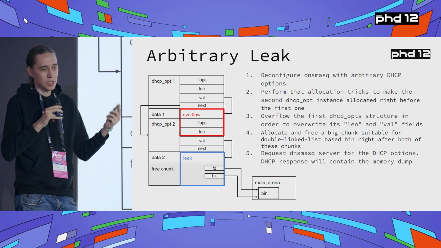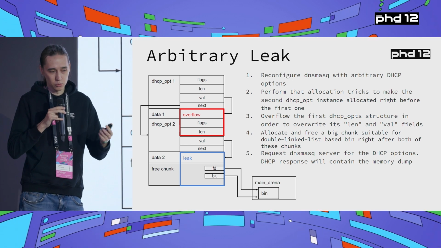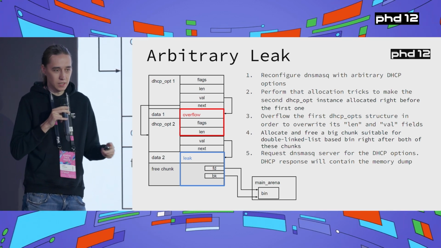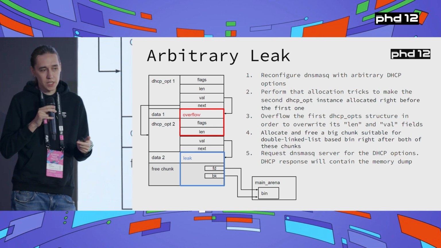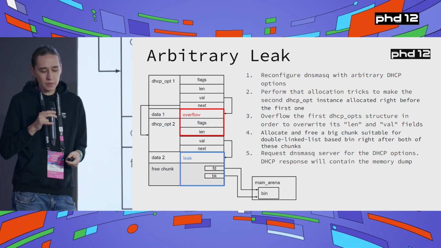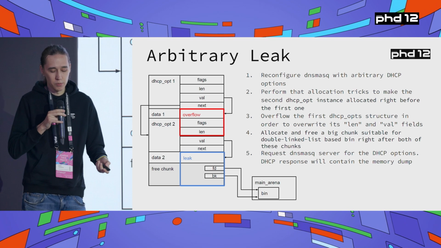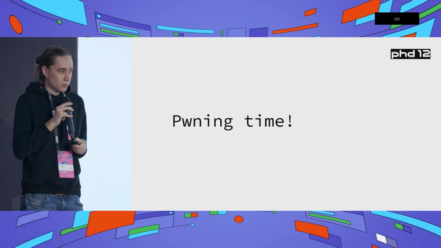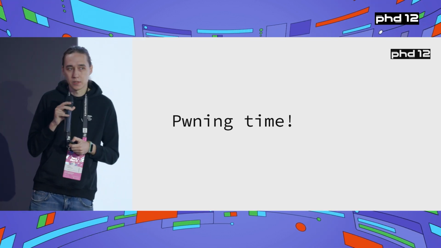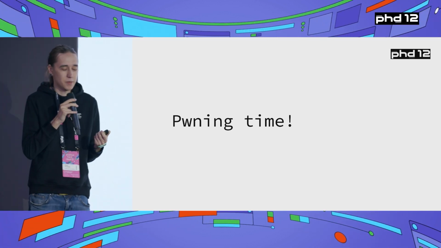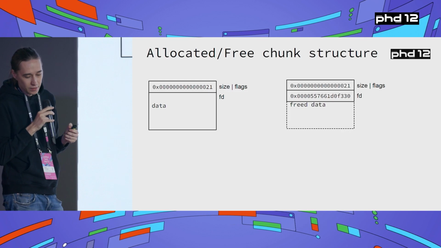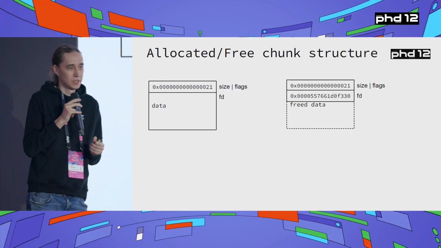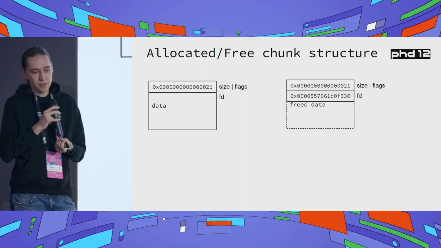Note that we are not overwriting val. It's very convenient that the length field is before the val field. So we don't need to rewrite pointers to data 2. We don't know their addresses, because we don't need them. Now, when we can easily read it and we can easily grab the address of libc, time to pwn it.